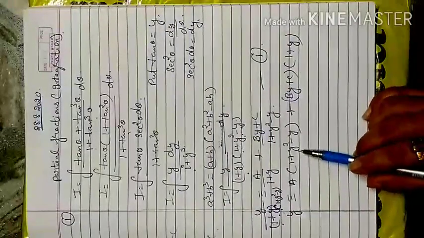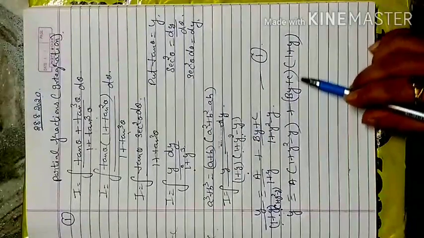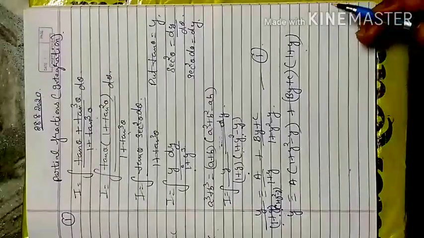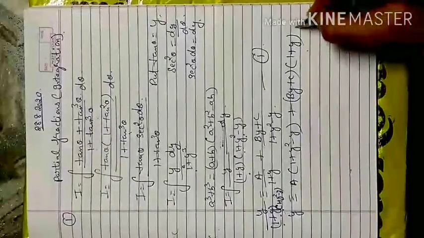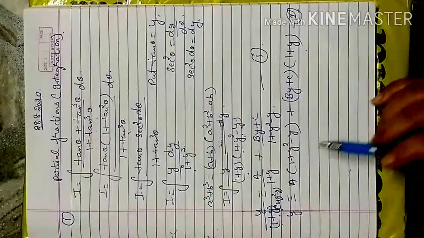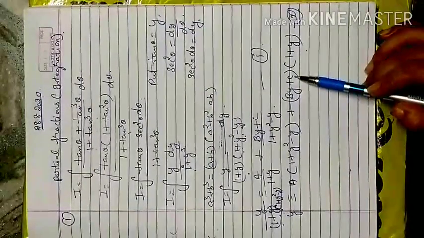Now here we have 1 plus y square minus y plus by plus c. Either you can open it or we can go with the substitution value first. So this is my second equation. Basically we have to identify the a, b and c variables.